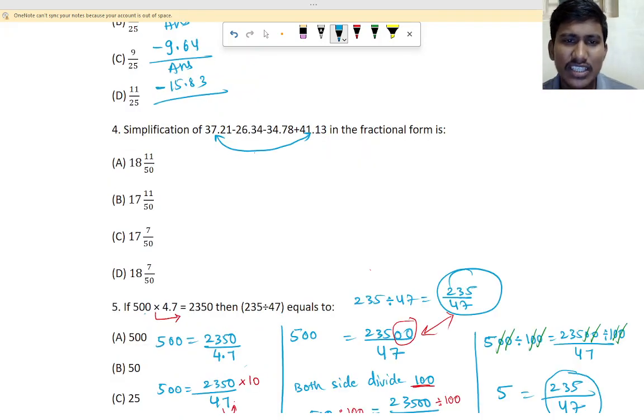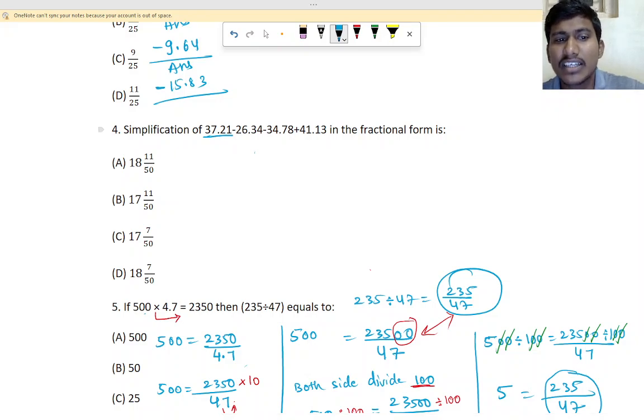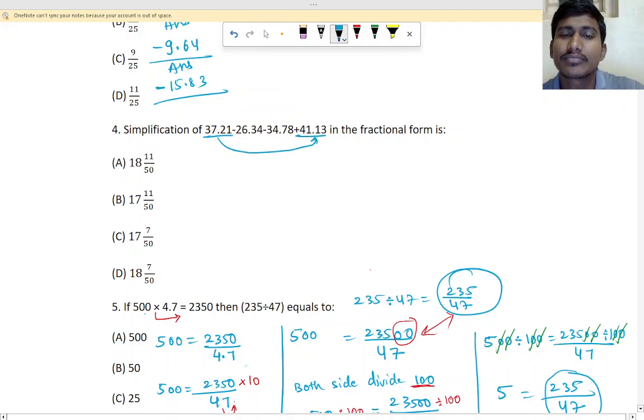See here, the fourth question is very easy. If we first subtract this from this, it would be difficult. First you add it. 37.21 plus 41.13. If you do it, it will be 78.34. You have to read it as 34, one digit by one digit.